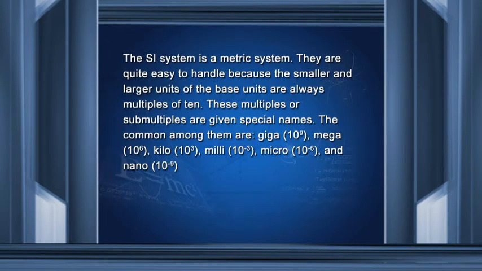Another advantage of SI system is that it is a metric system. They are quite easy to handle because the smaller and larger units of the base units are always multiples of 10. Some multiples are given special names. The common among them are giga, which stands for 10 to the power 9, mega, which stands for 10 to the power 6, kilo, which stands for 10 to the power 3, milli, which stands for 10 to the power minus 3, micro, which stands for 10 to the power minus 6, and nano, which stands for 10 to the power minus 9.